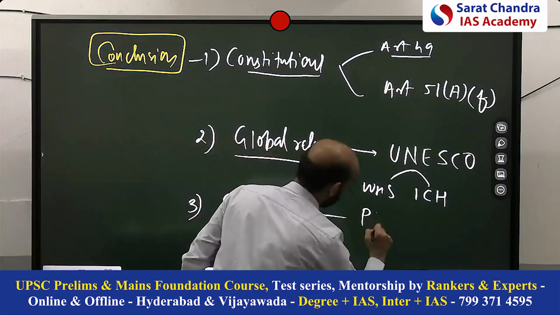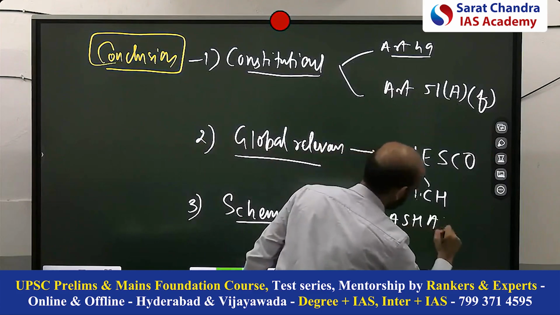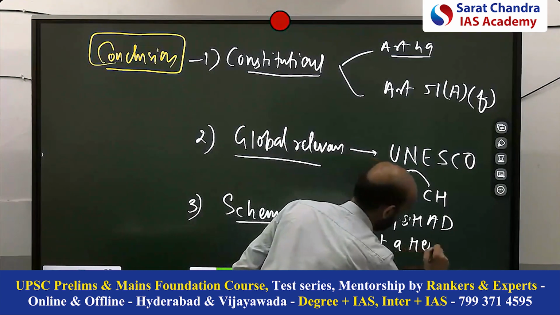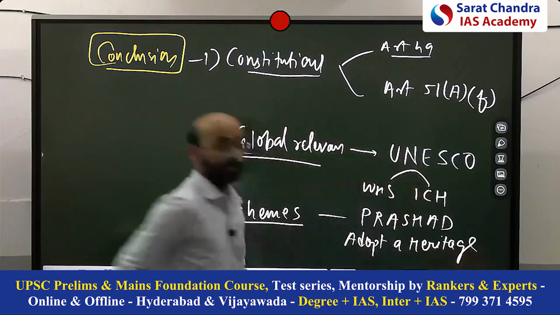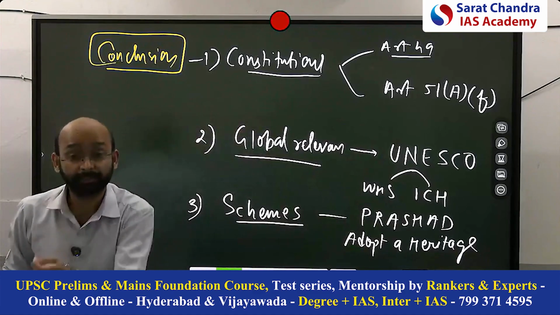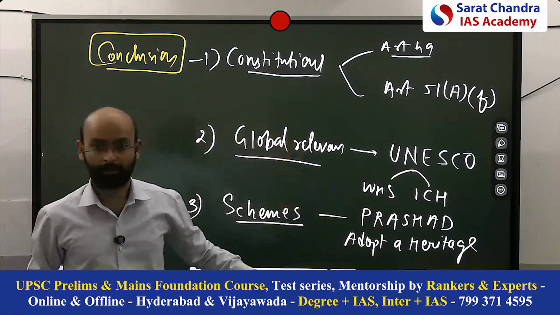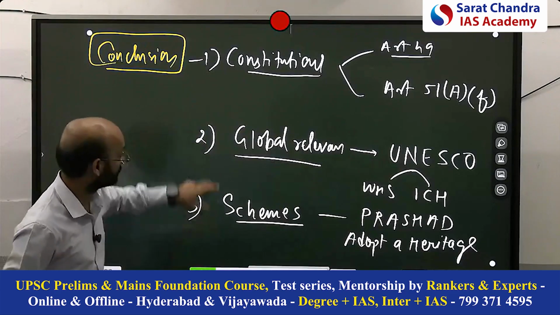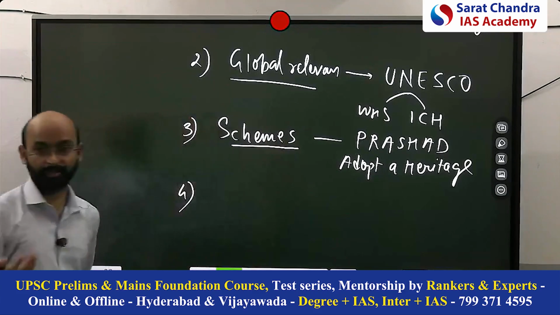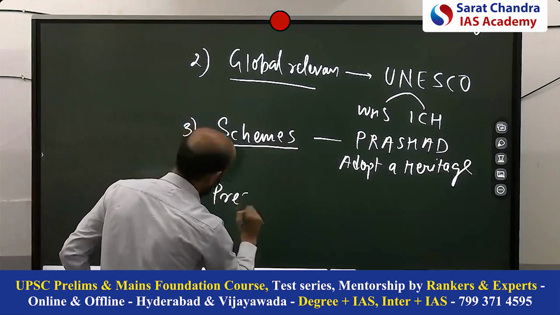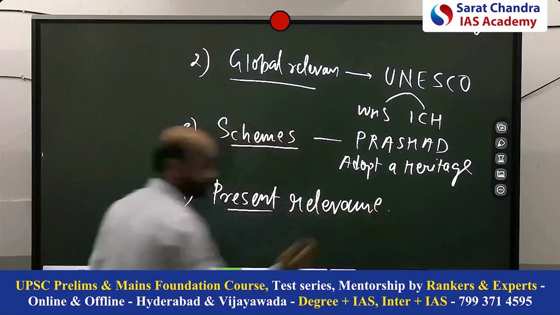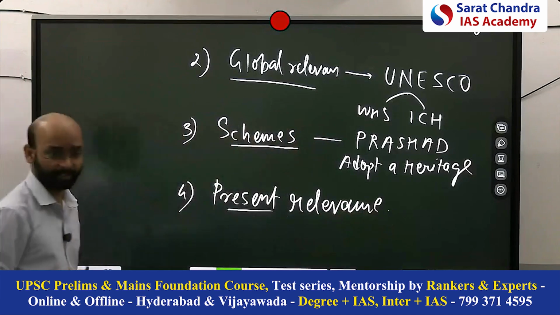Third type can be the schemes. Like there are schemes like the PRASAD scheme, Adopt a Heritage scheme. What you can say is that such initiatives can help in preserving the architecture and art, right? Implementation of some scheme. Lastly, you can give some suggestion also, but before that, this is important: present relevance. This also you can use, present relevance, considering the importance.